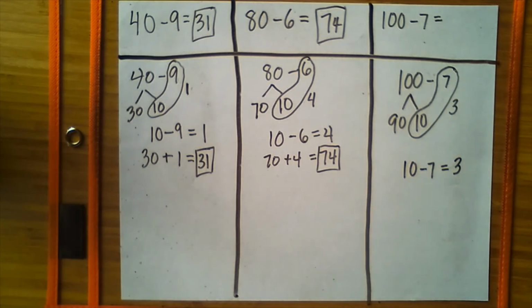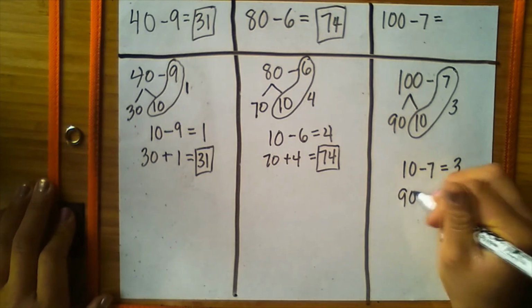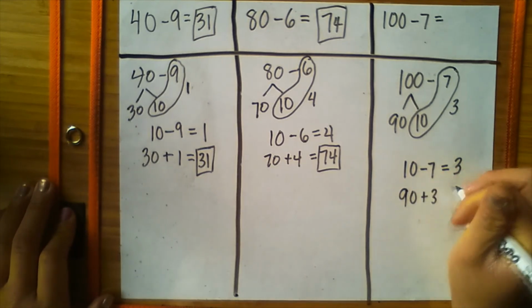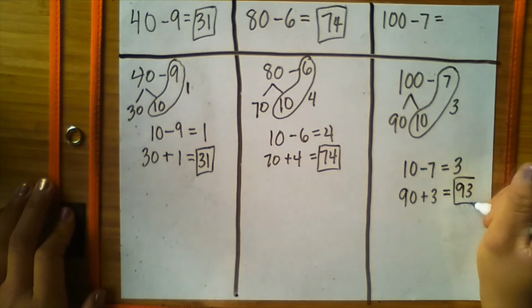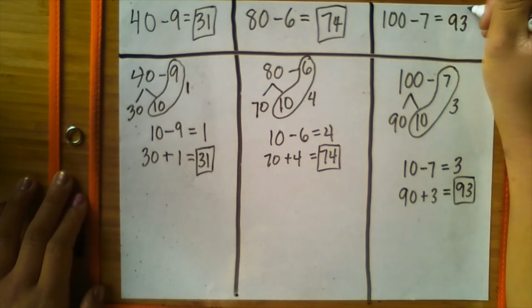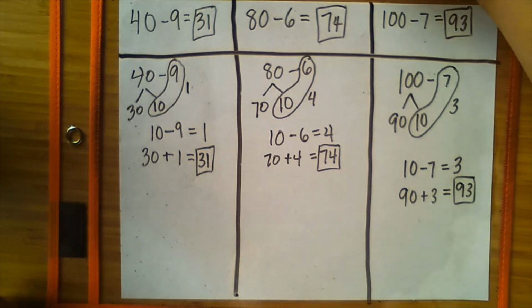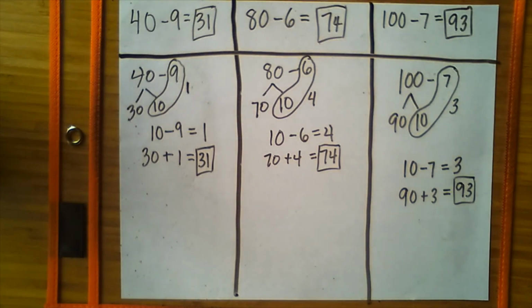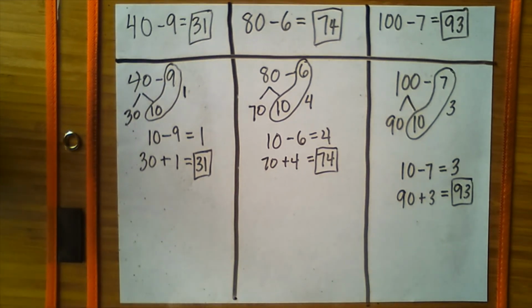And now we're going to think about the number sentence that shows the parts we're adding. Great job. 90 and 3. 90 plus 3 equals 93. So our solution for 100 minus 7 is 93. Great job, my friends. I know that was a lot. It was very tricky. So feel free to watch this video as many times as you need, okay?